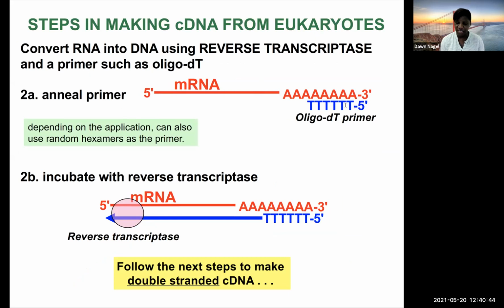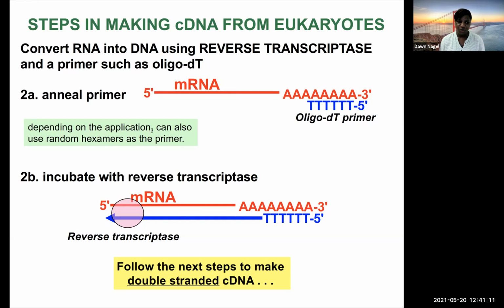And once you have your messenger RNA, you have this string of A's that you've isolated, so you can use a primer now, right? That will match this string of A's. And you can use this primer to synthesize the cDNA copy of this mRNA using reverse transcriptase. So this is if we're looking at messenger RNA.